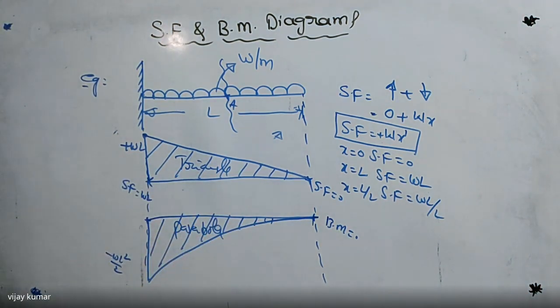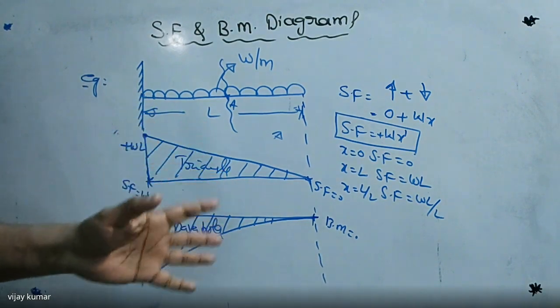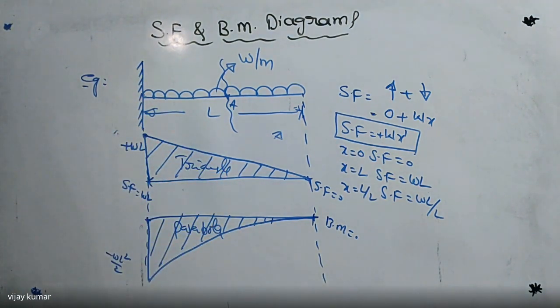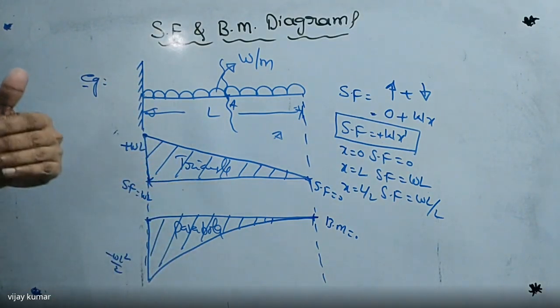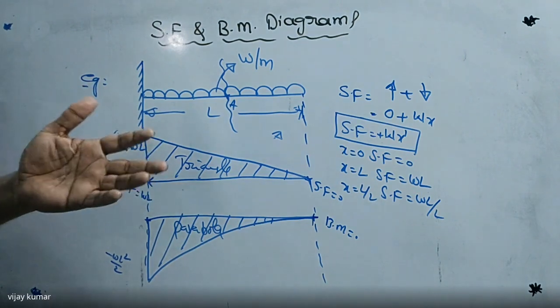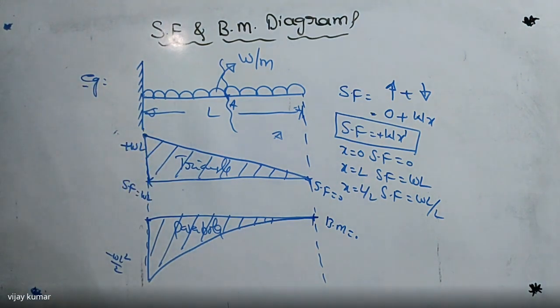So this is the way of calculating shear force and bending moment at any point by using the procedure. And this is the way of drawing the shear force and bending moment diagram. I hope you got it. In the next class, I will explain each and everything. I will give you more problems which were given in GATE and ES examinations, on how to draw the shear force and bending moment diagram in different cases.